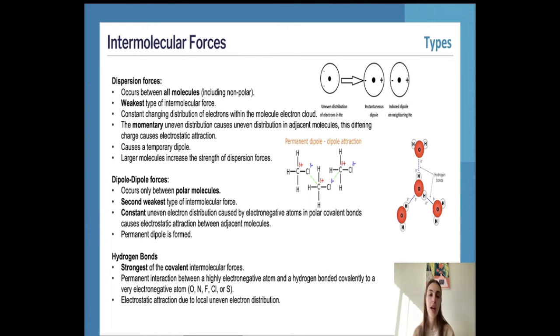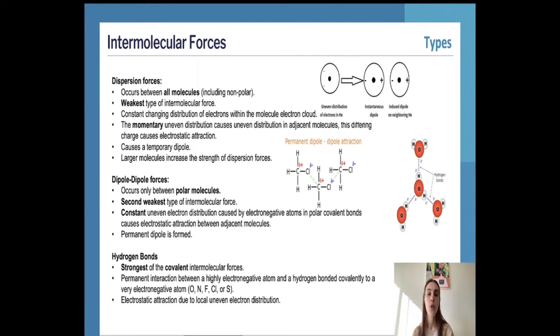And it's a permanent interaction between the most highly electronegative atoms and a hydrogen that is bonded covalently to a very electronegative atom. So that very electronegative atom being oxygen, nitrogen, fluorine, or sulfur. And so when you have this hydrogen bonded to one of these atoms, it means that there's this very, very large difference in electronegativity, which then results in this permanent dipole being formed. But not only is it just a permanent dipole, it's an extremely strong permanent dipole.